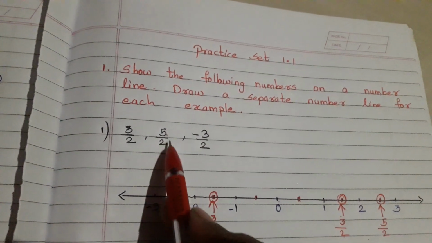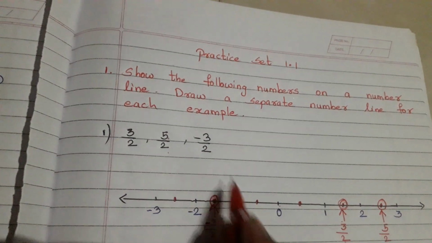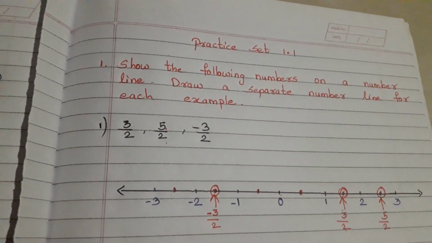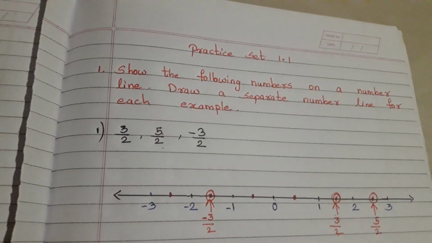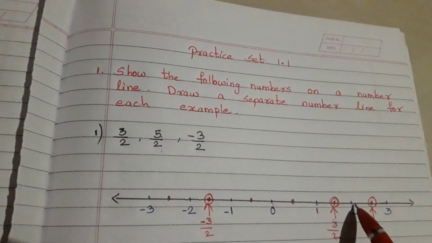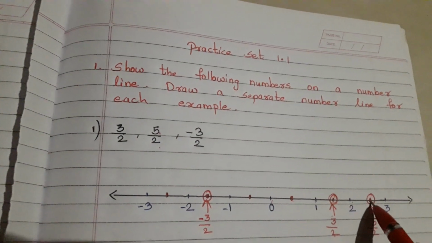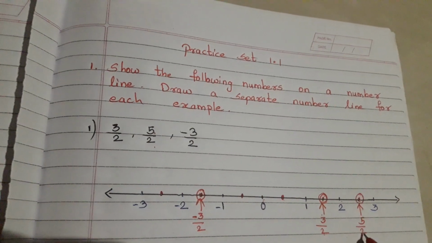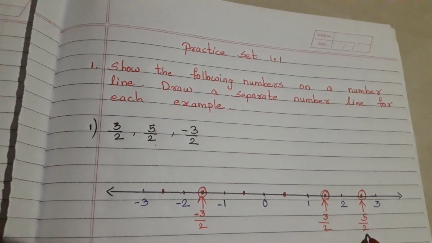Now the second rational number is 5 upon 2. That means from 0 count the 5 points. The fifth point is 5 upon 2. From 0, 1, 2, 3, 4 and 5. This one is the fifth point. So this fifth point denotes the rational number 5 upon 2.